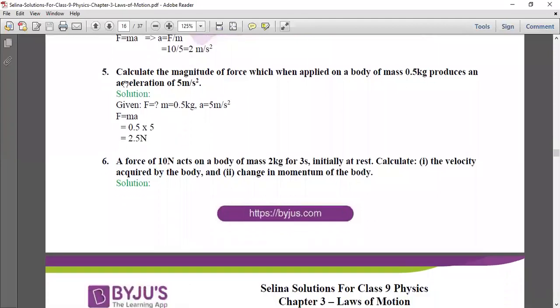Next we have the fifth numerical. Calculate the magnitude of force which, when applied on a body of 0.5 kg, produces an acceleration of 5 meter per second square. See here, we need to calculate the magnitude of force. So here mass is given, acceleration is given, so we need to find force. So force is equal to mass into acceleration. So here mass is 0.5 kg and acceleration is 5 meter per second square. Therefore force will be 2.5 Newton.